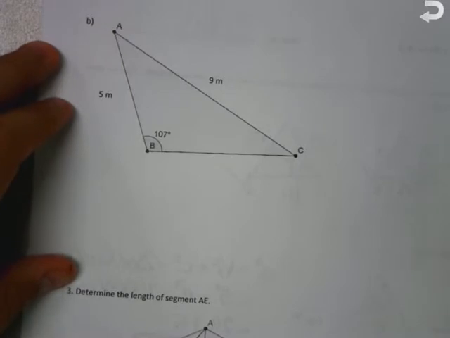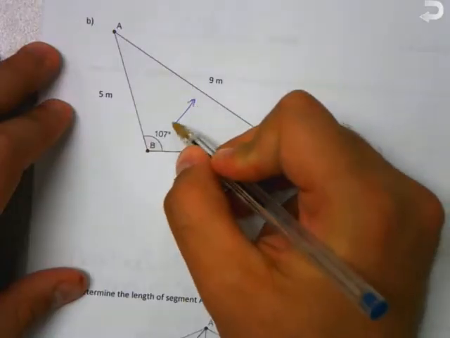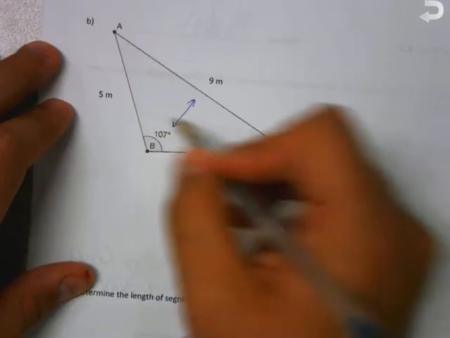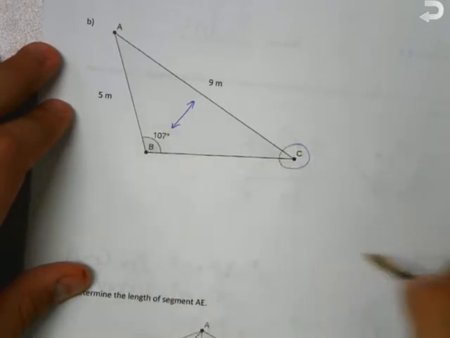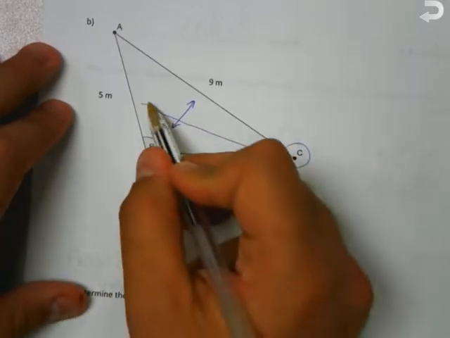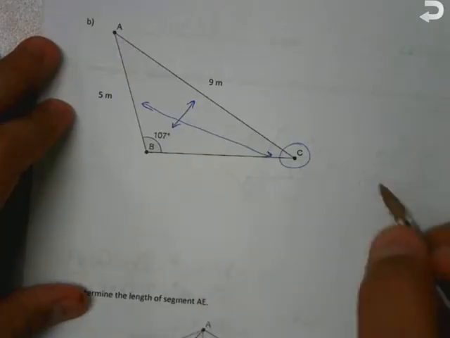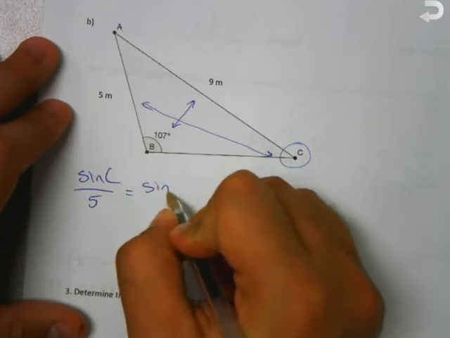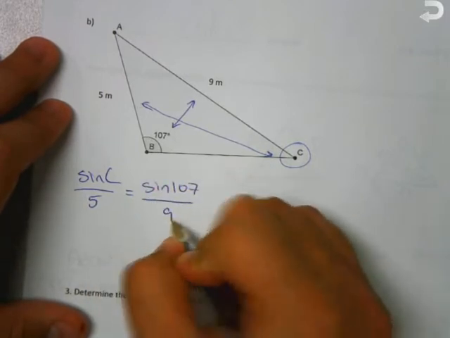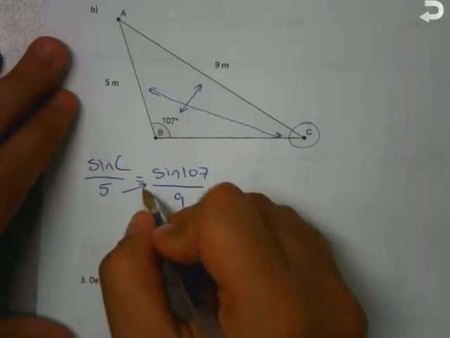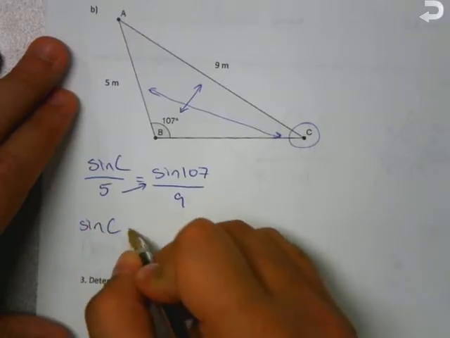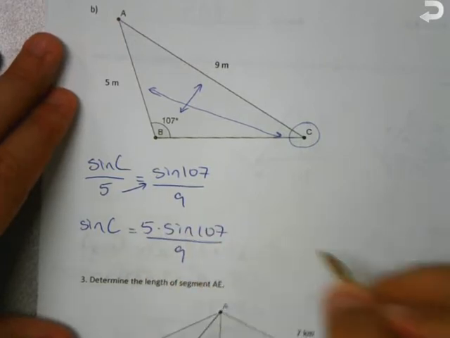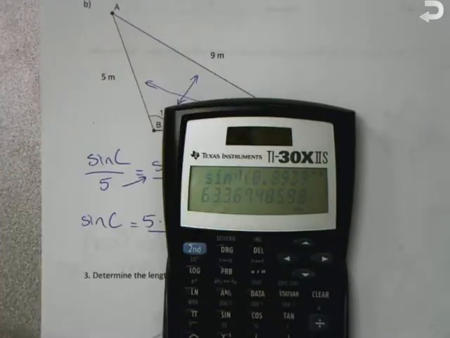Okay, so what about solving this triangle? Well, in this one, we can start differently because I already know a ratio, right? So right away, I can set up, and now I'm looking for angle C, right? Because I have the opposite side. So that means I can set up sine C over 5 is equal to sine 107 over 9. Okay, so again, multiply by 5, I get sine C is equal to 5 times sine 107 over 9.